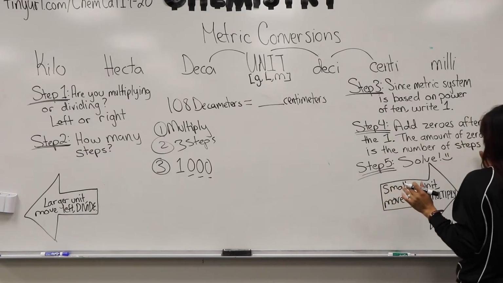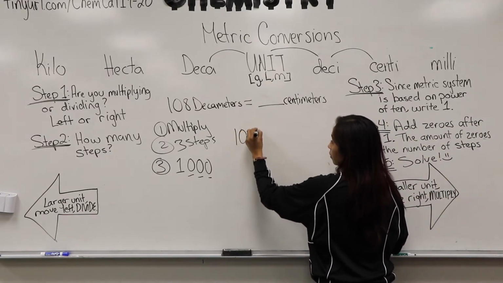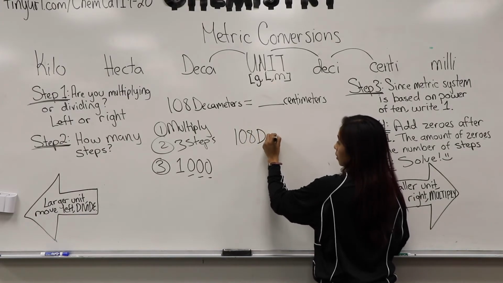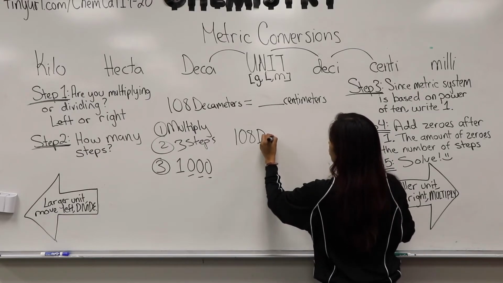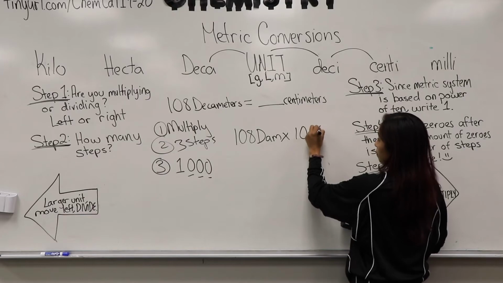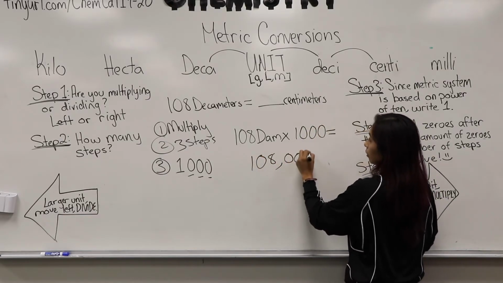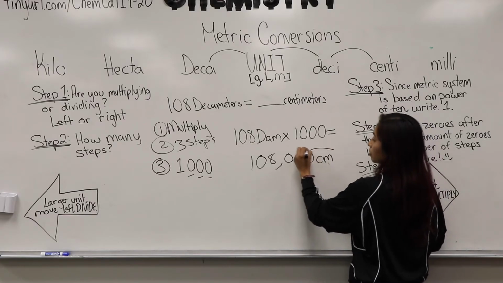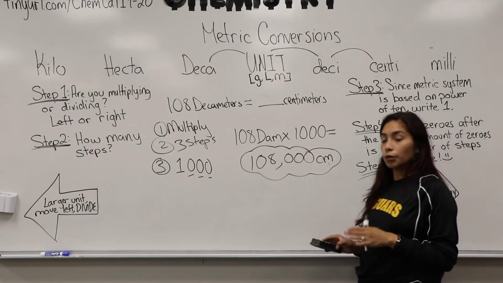So that means that I will go and get my 108 decameters, and I am going to multiply it by 1,000. And that would be 108,000 centimeters. And that's all you do.